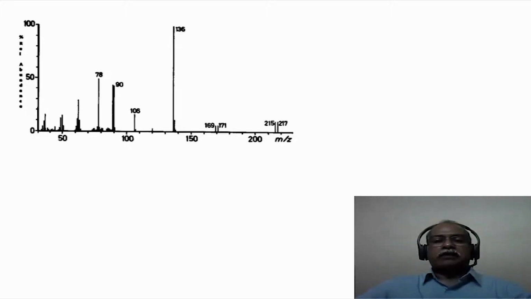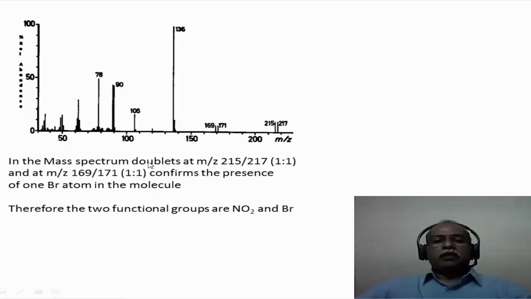The striking feature of this particular compound is that the molecular ion peak, we have to assume that this is the molecular ion peak, is a doublet two mass units apart, 215 and 217. The 215-217, which is in a 1:1 intensity ratio, and the 169 and 171, which is also a 1:1 ratio, confirm the presence of a bromine atom in the molecule. So the other substituent might be the bromine substituent. Therefore, the two functional groups, NO2 and bromine, are identified.